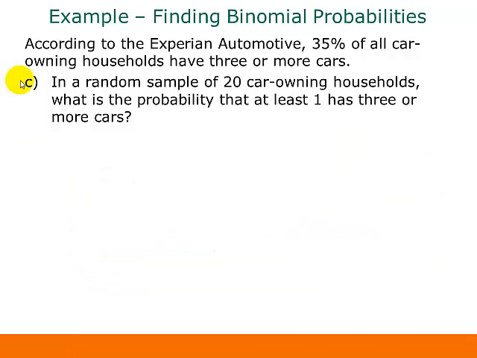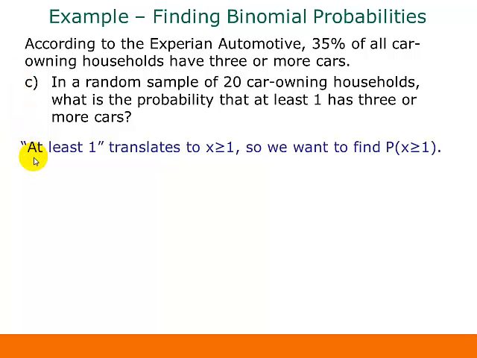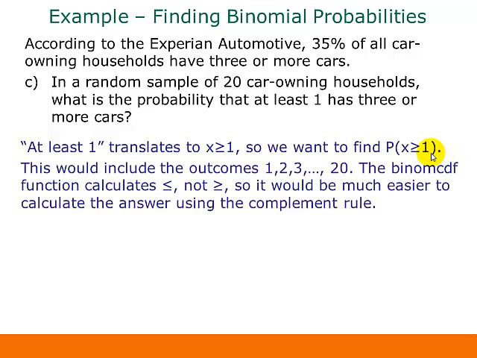Third problem. In a random sample of 20 car-owning households, what is the probability that at least one has 3 or more cars? Here, at least one translates to x is greater than or equal to 1. So we're trying to find the probability that x is greater than or equal to 1. Now if we think about what outcomes this would include, that would include all of the possible outcomes from 1 all the way up to 20, which was our number of trials.